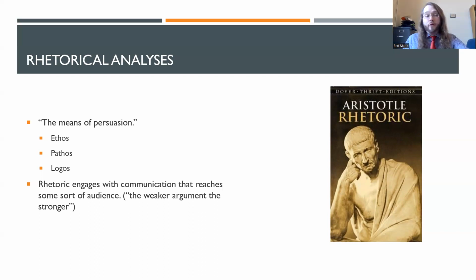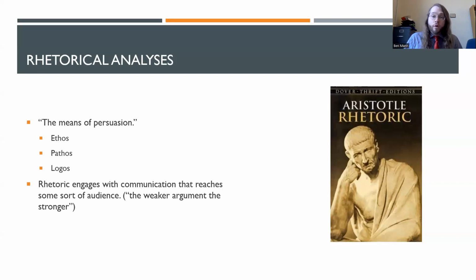So rhetoric, going all the way back to the Greeks and Aristotle, is using communication to reach some type of audience, right? Effectively, rhetoric is able to convince people about a variety of different topics. But one of the concerns the Greeks had is that rhetoric could, quote, make the weaker argument the stronger.